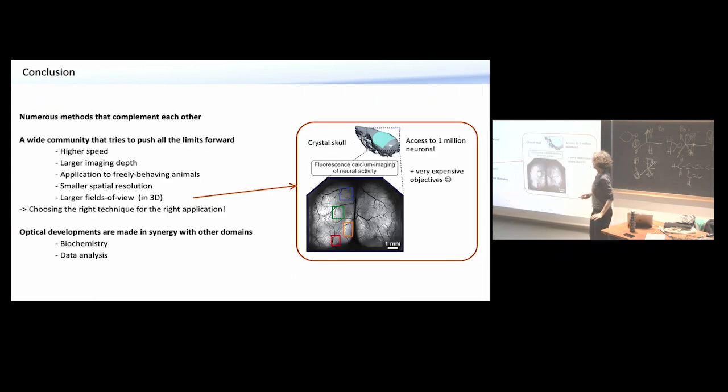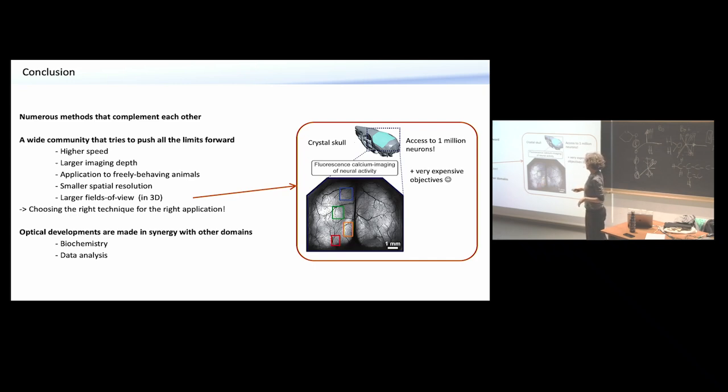Okay, so as a conclusion, I show you numerous methods, and they all complement each other. And there is a wide community that is pushing all the limits of the microscope further away. So we can go to a higher speed that I didn't have time to show you. I'm sorry. We can go to larger depths, application to free-behaving animals, which I showed at the end. Alessia discussed a bit about having smaller spatial resolution. There is a huge field of people that are working on this as well.